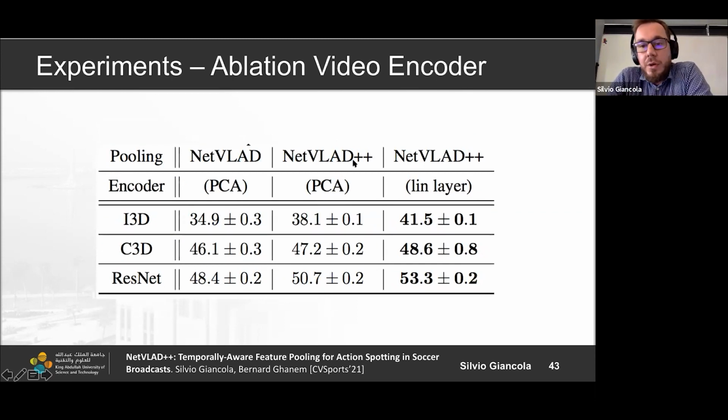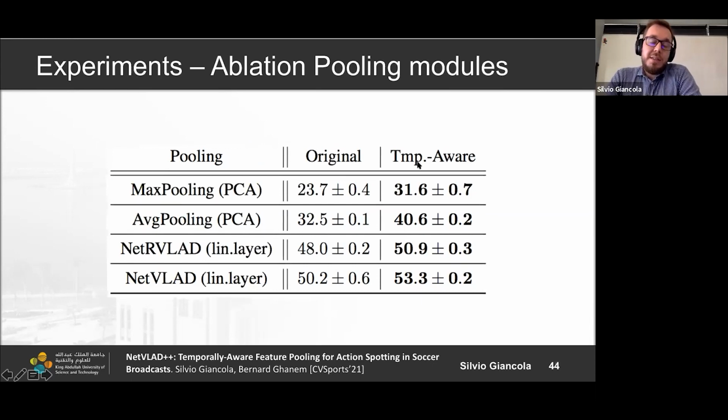Again, an ablation of the video encoders. It looks like the concept also works using I3D and C3D. You get an improvement even using simply the PCA reduction with the temporally aware pooling, and also using these linear layers for the PCA, you get a second improvement, significant for all of them. Another interesting point is that this temporally aware approach works not only with NetVLAD, but it also works with NetRVLAD, which is a variant of NetVLAD that does not consider the residual. It's not that important. But what's really nice is actually the average pooling and the max pooling.